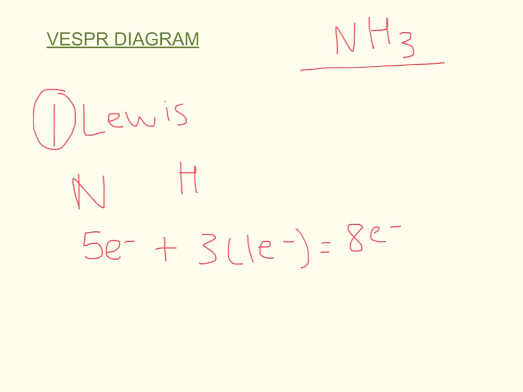The first step to draw the VSEPR diagram of NH3 is to draw the Lewis dot structure. So first you have to count up your electrons. Nitrogen has 5 and hydrogen has 1. But since there's 3 hydrogen atoms, you multiply the 1 by 3. And your total will end up being 8 electrons.